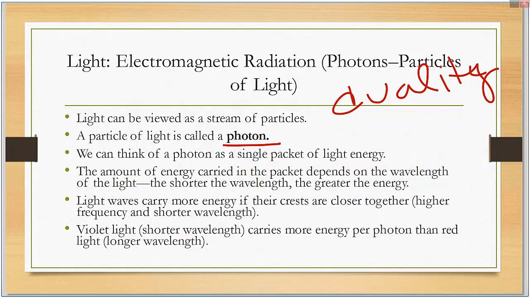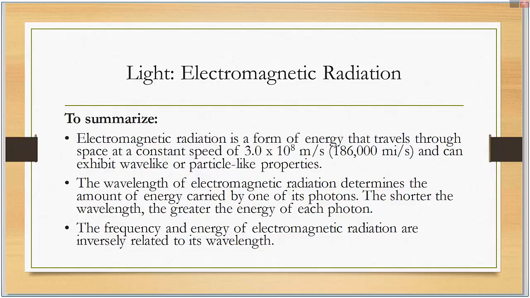Alright, so let's summarize what we've learned so far. Electromagnetic radiation is the form of energy that travels through space at a constant speed of 3.0 times 10 to the 8th meters per second, and can exhibit wave-like and particle-like properties. The wavelength of electromagnetic radiation determines the amount of energy carried by one of its photons. The shorter the wavelength, the greater the energy of each photon. The frequency and energy of electromagnetic radiation are inversely related to its wavelength.